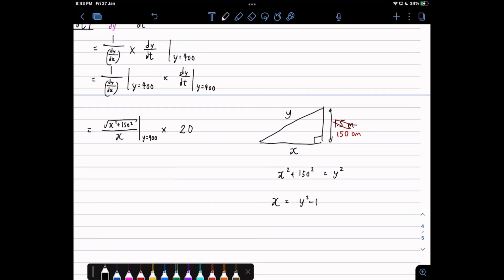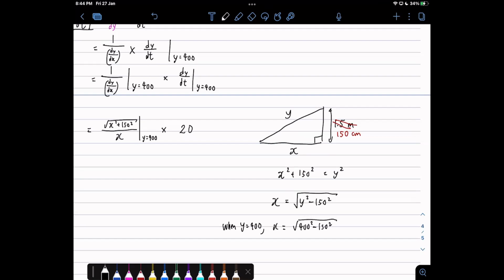So we get y squared minus 150 squared, and then I'm going to skip the explanation about the plus minus. You know the reason, right? I dropped the minus because x is our length. Length is positive. So you just sub in with 400. So when y equals 400, x will be equal to square root 400 squared minus 150 squared.